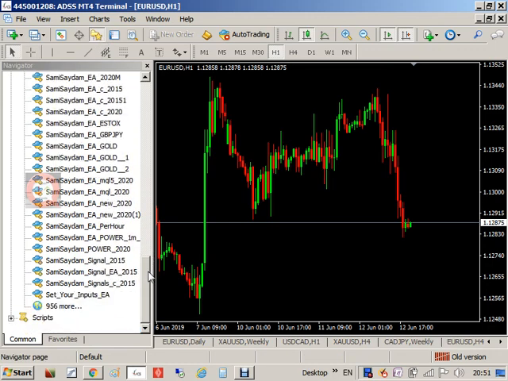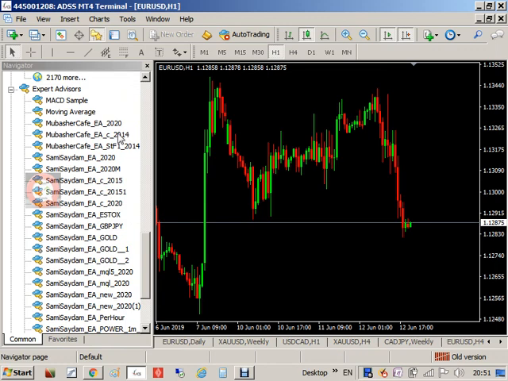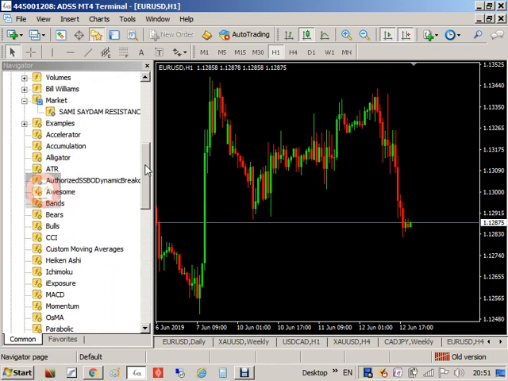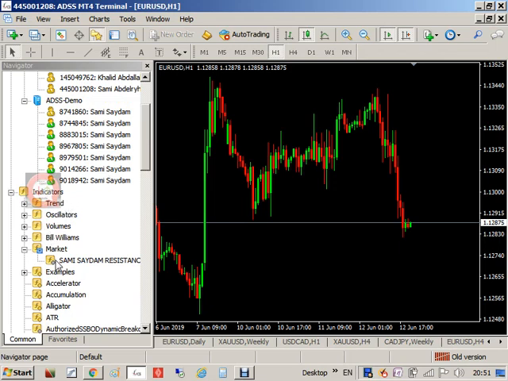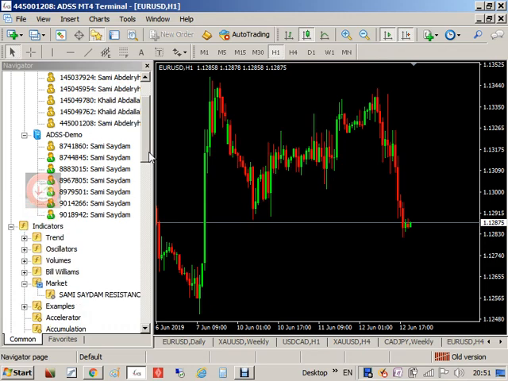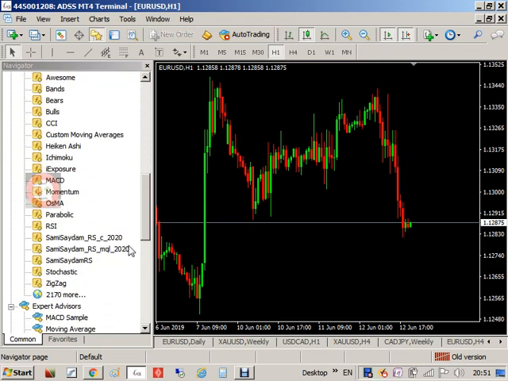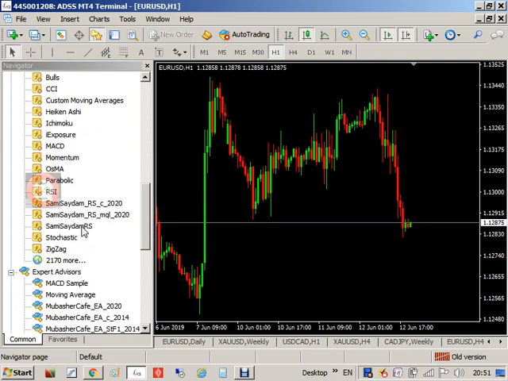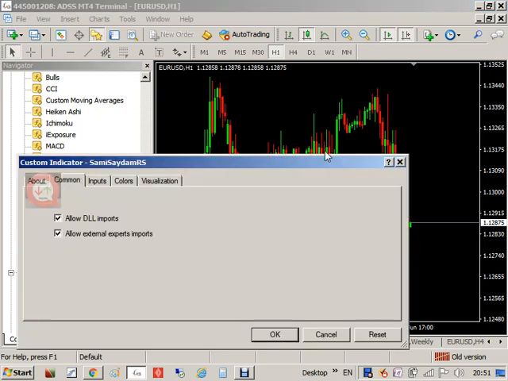You go down and you find it under the Indicators. Where are the indicators? The indicators are here. So it is Indicators. You go down, you will find it here. You grab it by the mouse to the screen, to the chart. Then it will blow up a window.